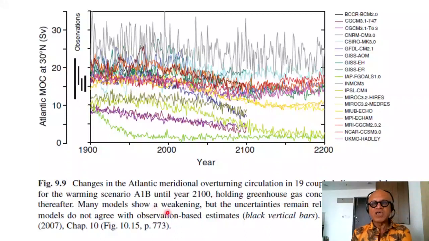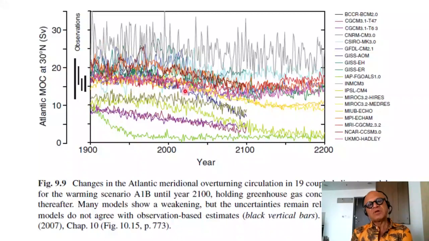Mean models show a weakening, but the uncertainties remain relatively high. Some models do not agree with the observational based estimates, which are in the black vertical bars here. So many models seem to show a significant weakening of the meridional overturning circulation, but if you were to use observational estimates for the time period over which we have data, the models which are starting off very low or very high have to be dealt with some caution.